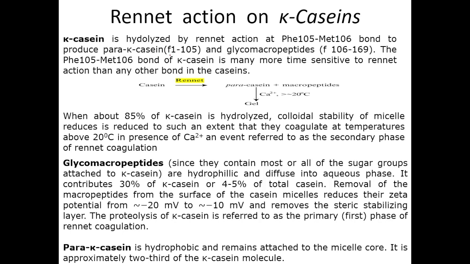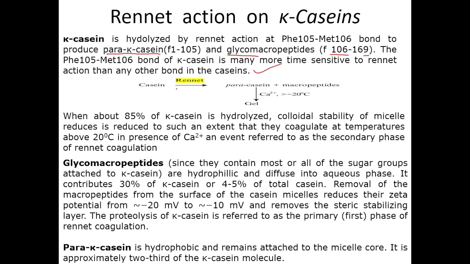The fragment 1 to 105 is termed para kappa casein, and glycomacropeptide, the reason is that 106 onward is part of the kappa casein, so it is para kappa casein. So glycomacropeptide forms the fragment 106 to 169. Glyco means that it contains most of the sugar attached to the kappa casein, so it is known as glycomacropeptide. Now this bond is much more sensitive to rennet action than any other bond in the casein, so this is the most sensitive to rennet action.